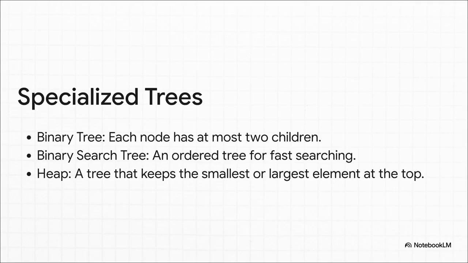For instance, a binary search tree is built from the ground up to find information incredibly fast, kind of like looking up a word in a dictionary. A heap is designed to always keep the most important item right at the top, which is perfect for something like a priority to-do list.